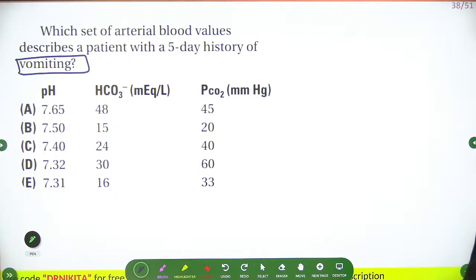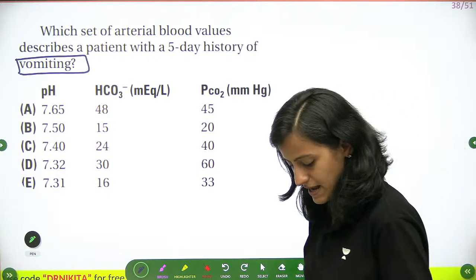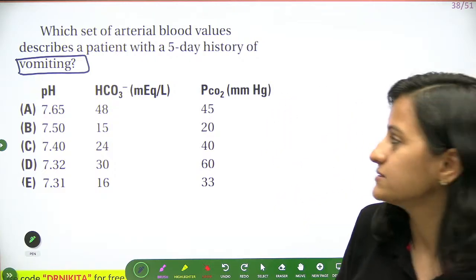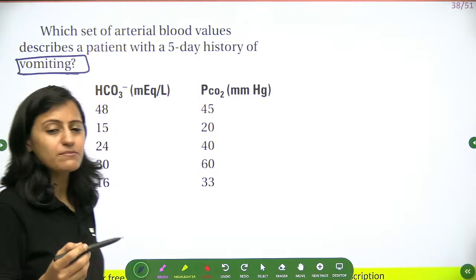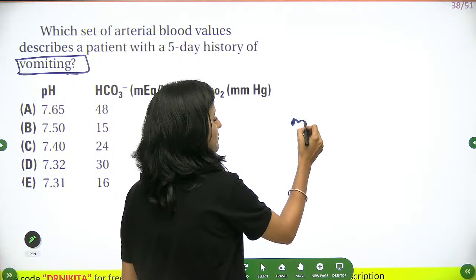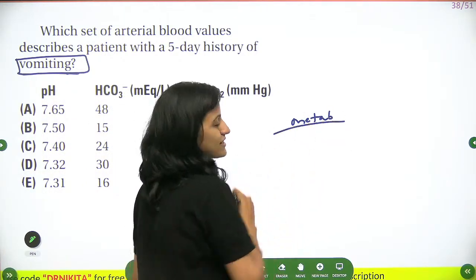What is the answer to this? It's a 5-day history of vomiting. Okay, Chaitanya, this is metabolic acidosis or metabolic alkalosis. See, first of all, it's your vomiting. Vomiting means metabolic or respiratory. It's your metabolic disorder. It's not your respiratory.